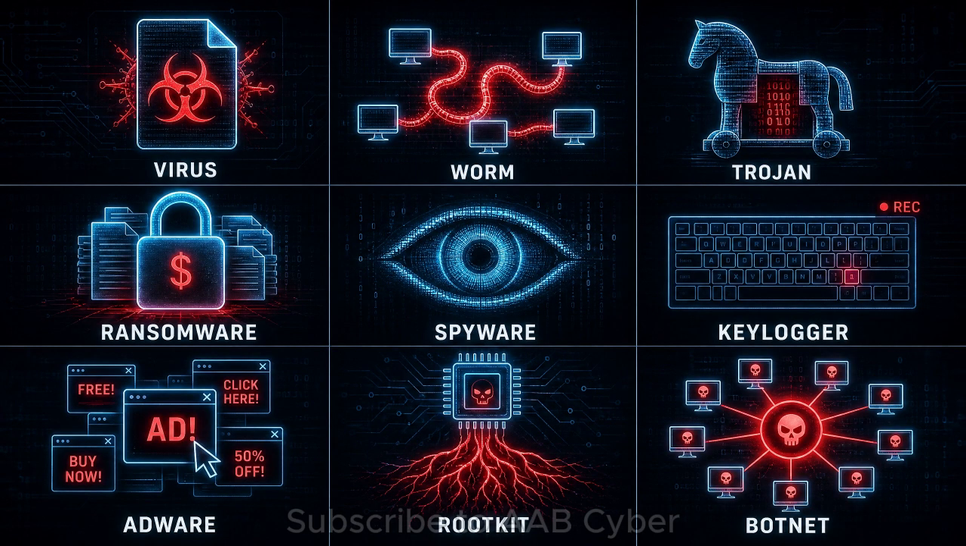Next, a trojan disguises itself as legitimate, useful software to trick someone into installing it, named, of course, after the Trojan horse. Then there's ransomware, probably the type you've heard about most. It encrypts the victim's files and demands payment for the decryption key. Spyware secretly monitors and collects user activity without consent. And a keylogger is actually a specific form of spyware, one that records every keystroke, capturing passwords as they're typed.